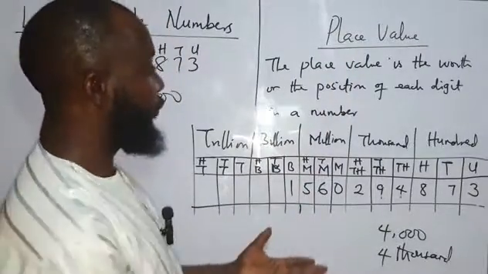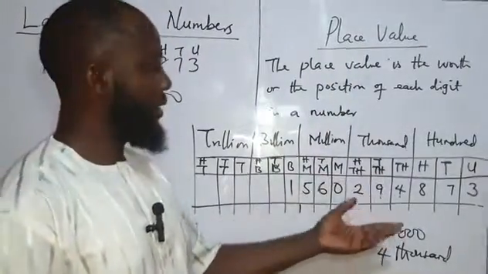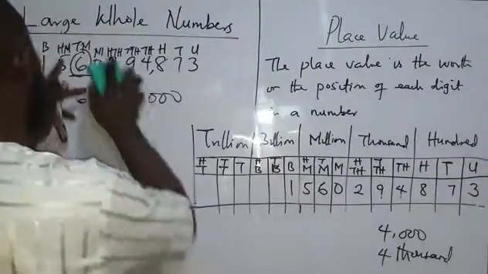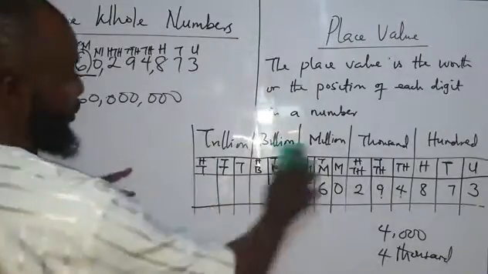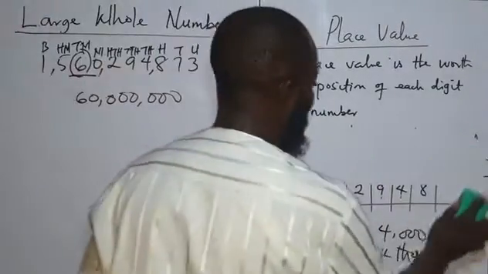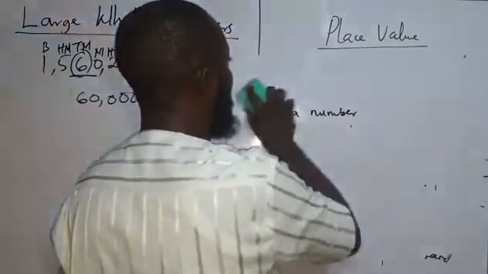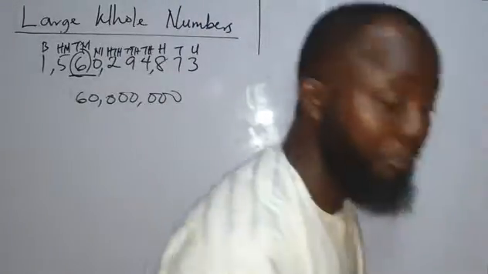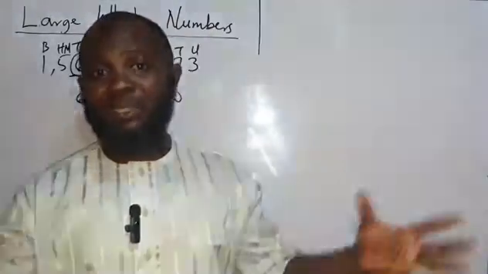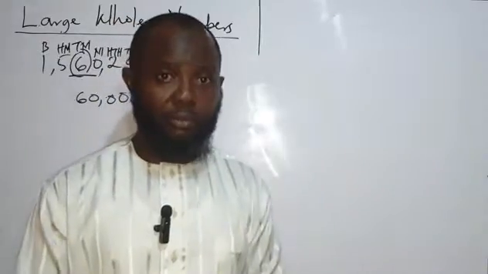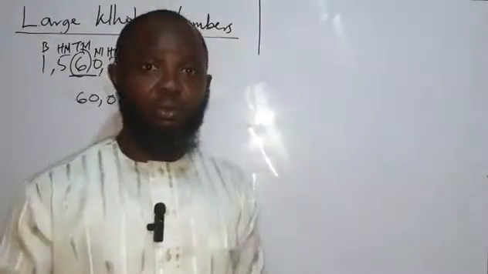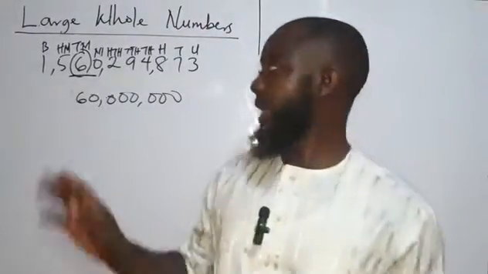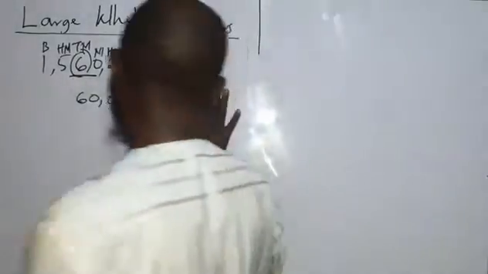Now, I'll quickly move to how to write this in words. We want to write it out in words. How are you going to do that? Now you're given this, and you want to write it out in words. You don't need this table for that. Writing this out in words is so straightforward and easy. If you understand place value, writing any large number in words should not give you a problem. Let's look at this example and see how we're going to go about it.